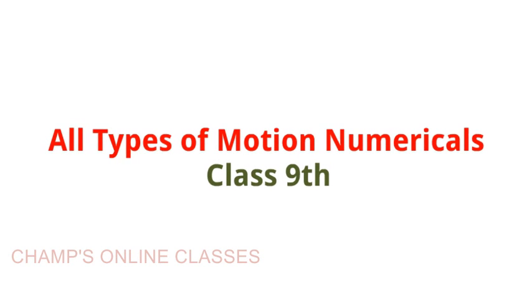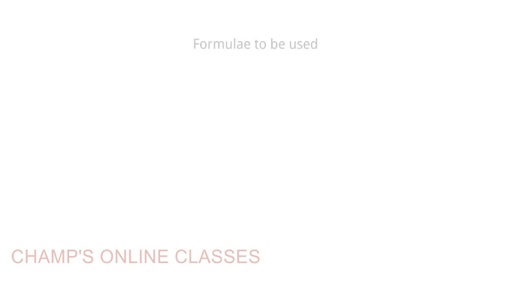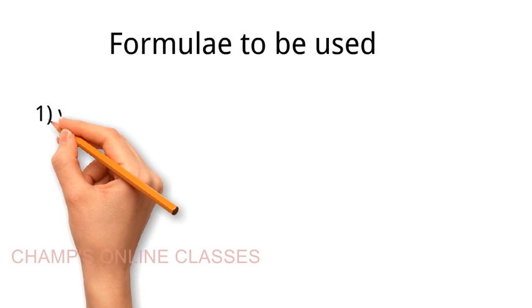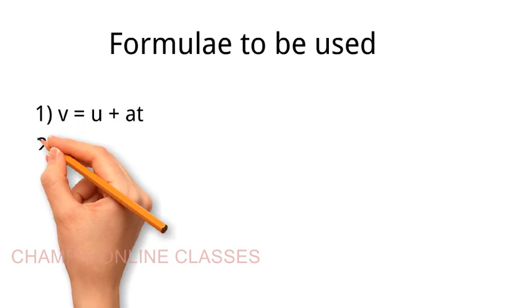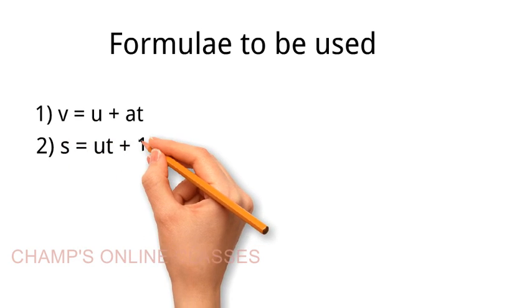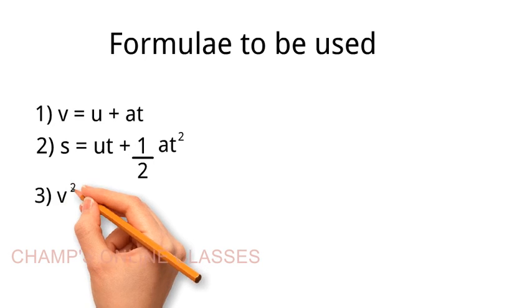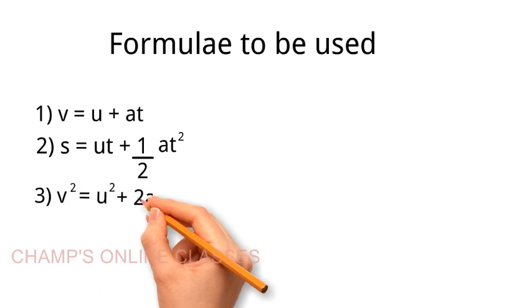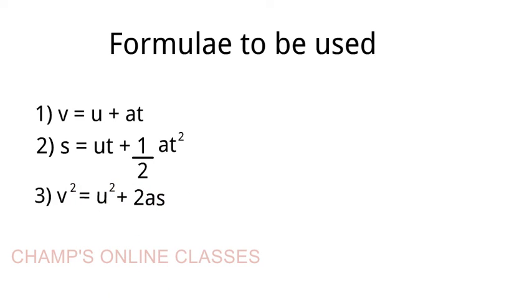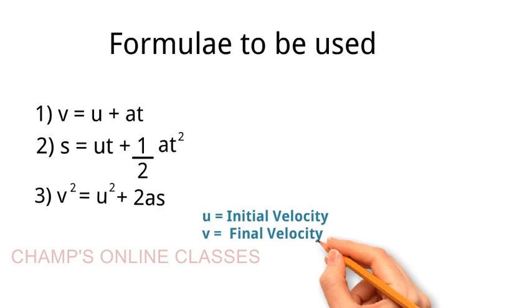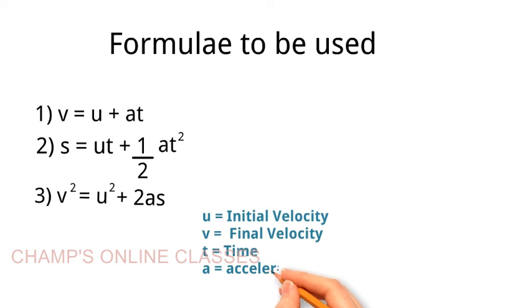In this video, we will cover all types of motion numericals, class 9th. Formulae to be used in these numericals are: first, v is equal to u plus at. Second, s is equal to ut plus half at square. Third, v square is equal to u square plus 2as. Now here, u is initial velocity, v is final velocity, t is time, a is acceleration, and s is distance.